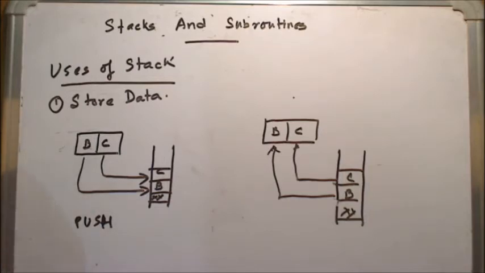Now, what happens when you don't have an unlimited number of registers? You have only 7 registers, right? A, B, C, D, E, H and L. You have only 7 registers. You don't have an unlimited number of registers. So if you just keep storing data in registers, after a point all registers will be full. Are you getting my point?